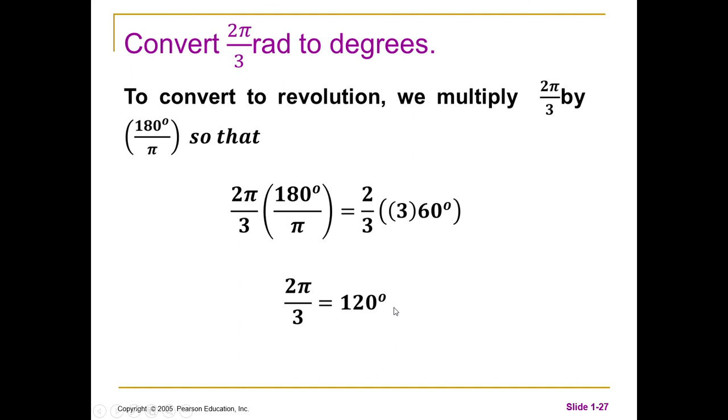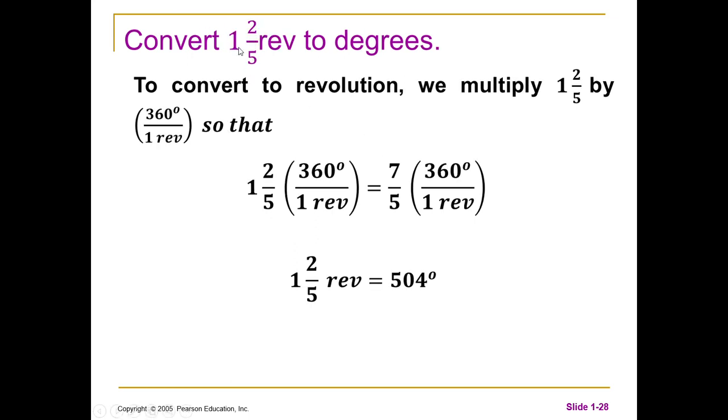To convert 2 pi over 3 to degrees, multiply by 180 degrees over pi. Cancel yung pi. Alam natin 3 times 60 is 180, so cancel ang 3. 2 times 60 is 120. So, 2 pi over 3 is 120 degrees. Yan yung conversion niya. Mas madali, di ba?